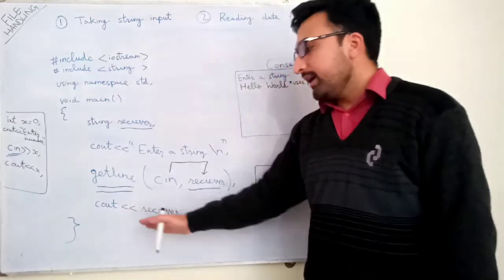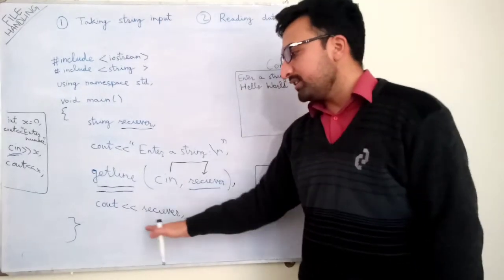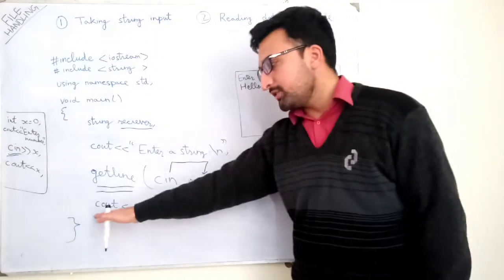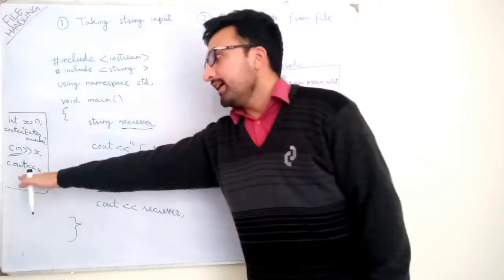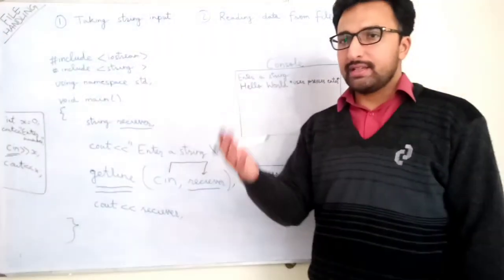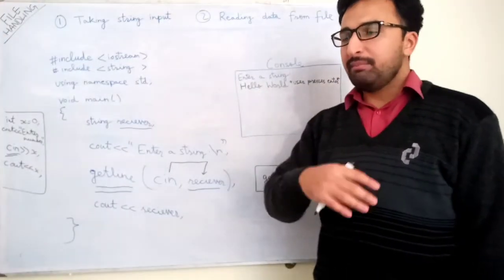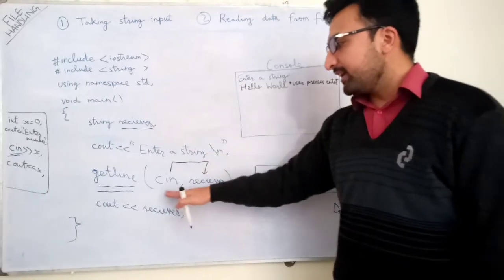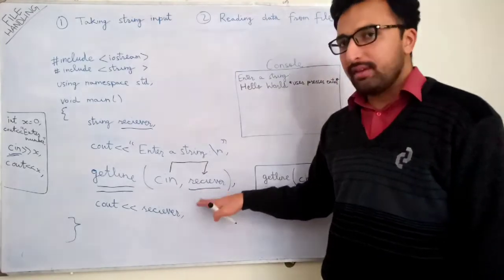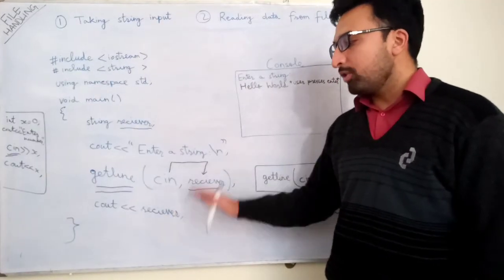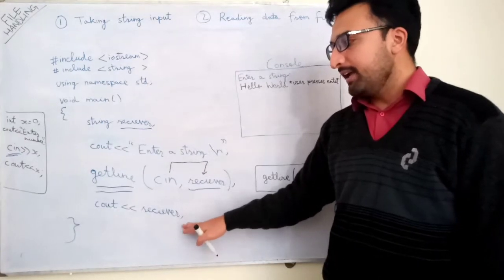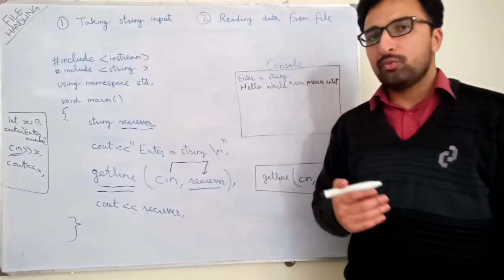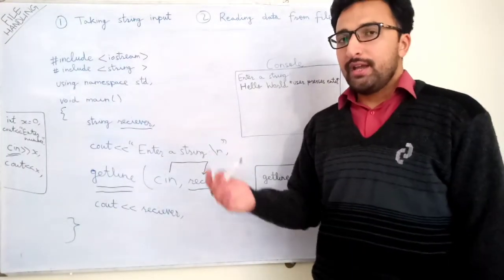Now if we have to display that value received from the user back onto the screen, we make use of cout, just like when we wanted to display the value that was taken as input from the user immediately before. Similarly, whatever we have received here in the variable receiver is displayed back onto the screen immediately after that, just for testing purposes. So that is the mechanism through which we take string input from the user.